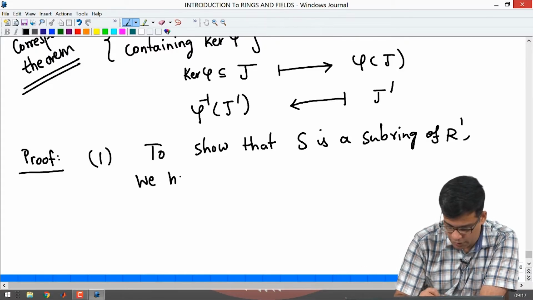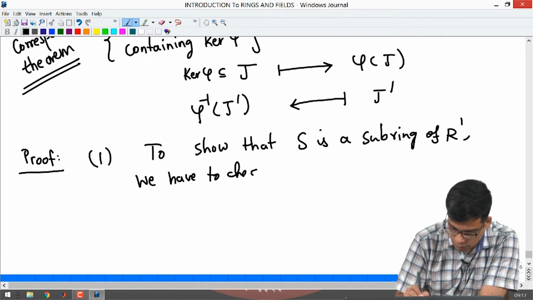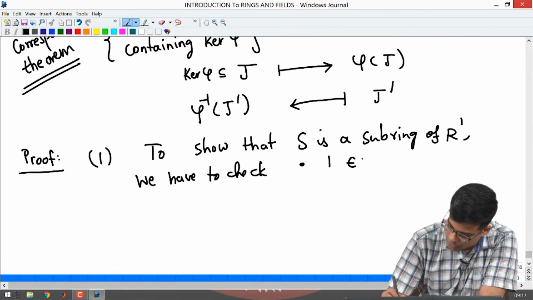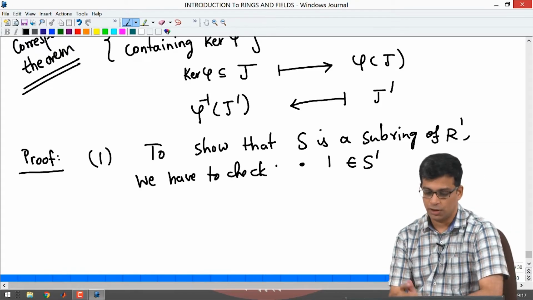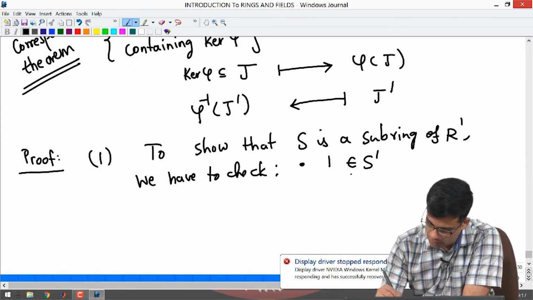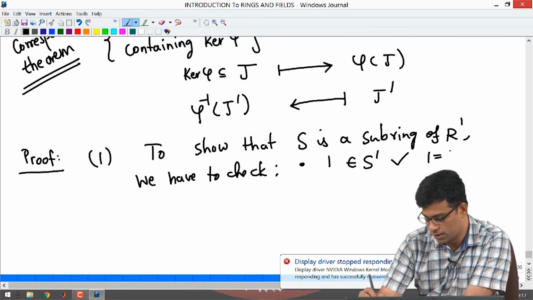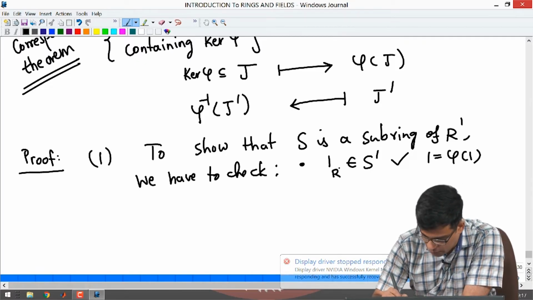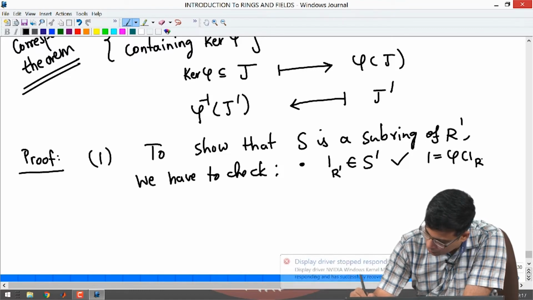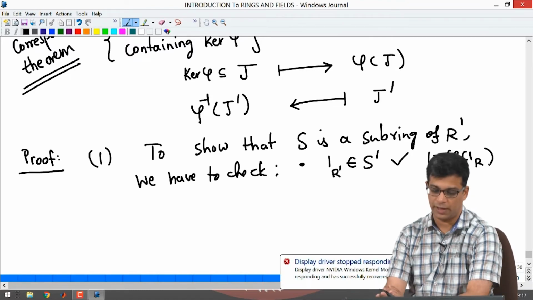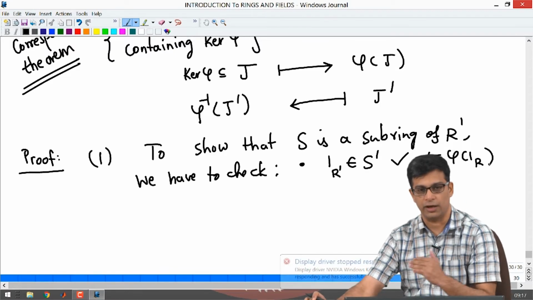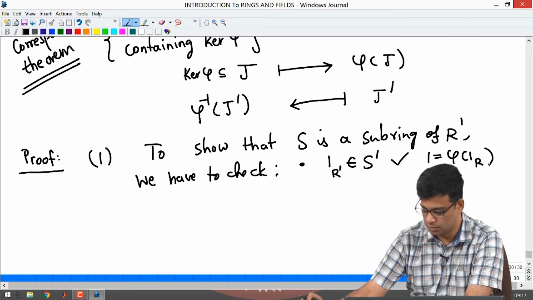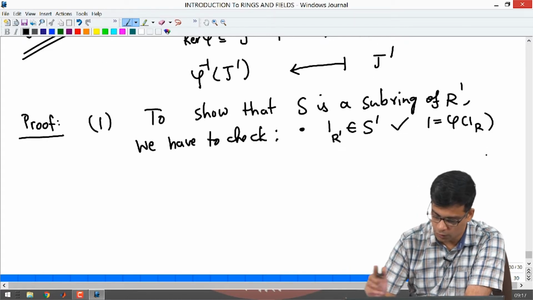we have to check various things, right. We have to check, for example, so I will list some of these properties now. We have to check that 1 is in S. Is 1 in S? Yes, because 1 is phi of 1. So, here of course I mean 1 of R prime and here I mean 1 of R. So, I am writing this just for clarity. If you take the multiplicative identity element of R, its image under a ring homomorphism by definition is the multiplicative identity of R prime. So, 1 is in S.